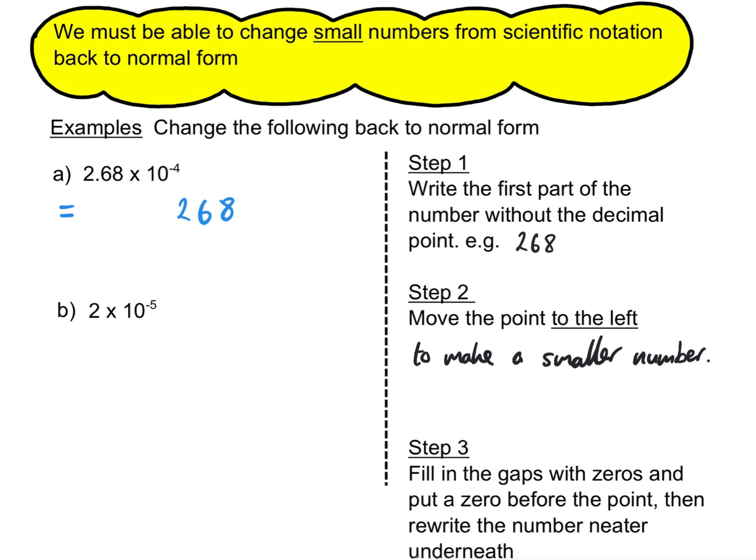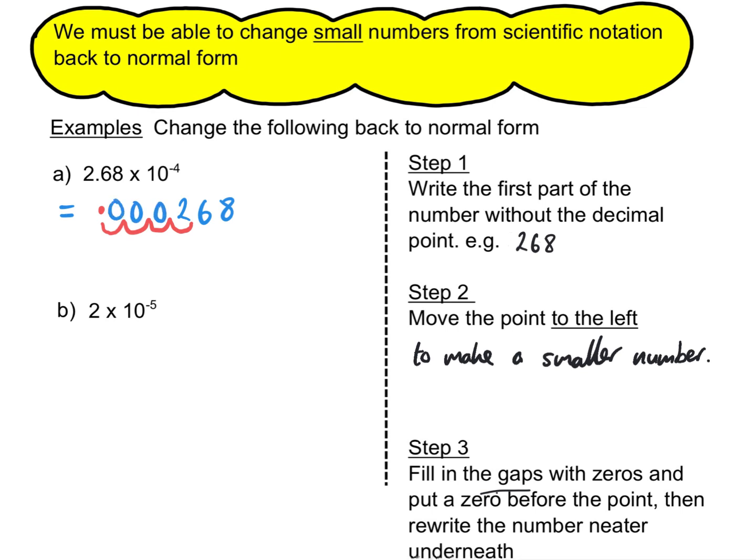Step 2 is move the point to the left, and that's to make a smaller number. Okay, so the decimal point we currently have here, between the 2 and the 6. Because it's a negative power, we're going to move this to the left to make a smaller number, and we're going to move it 4 spaces. So we'll put those lines in. It's between the 2 and the 6, so we're going to move 1, 2, 3, 4 spaces to its new position. And then all I need to do is fill in each of these little troughs with a 0. So I'm going to put zeros in each of those.